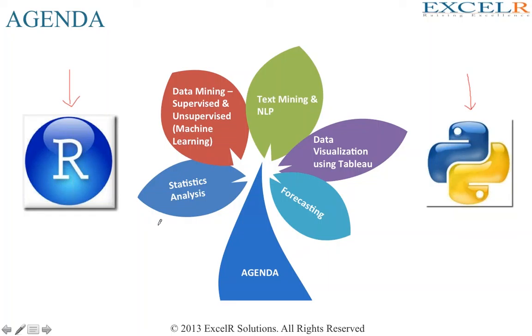There are five key things that one has to learn to become a successful data scientist: statistical analysis, data mining, supervised and unsupervised learning. Data mining is also called machine learning, and this is heavily used in the space of artificial intelligence. I'll briefly touch upon all of these things.